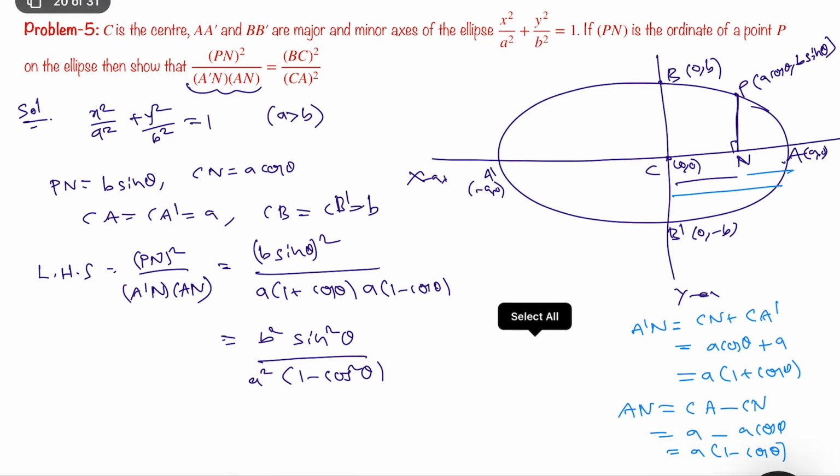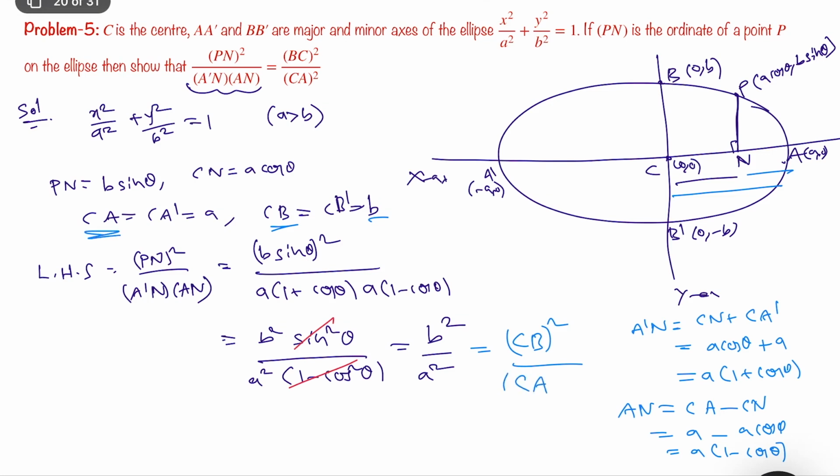And we know 1 minus cos square theta is sin square theta, so these two get cancelled. So we have B square by A square. Now B we can write as CB, so it's going to be CB square by, A we can write as CA, CA whole square. So therefore we have LHS equal to RHS. Okay, done.